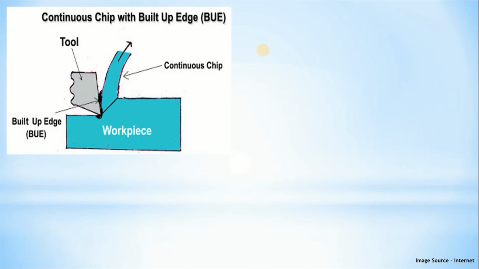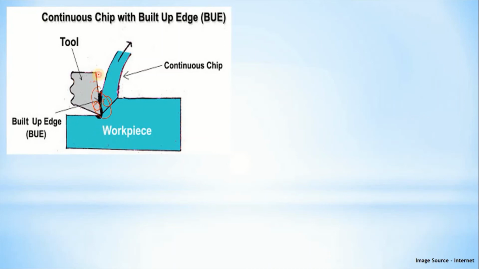Then in these continuous chips we can form the built up edge. Whenever we are machining with ductile materials, we get the condition of high local temperature and extreme pressure at the cutting zone. Also we are getting friction at the chip and tool interface. That will cause the material to adhere or weld to the cutting edge of the tool, forming the built up edge.